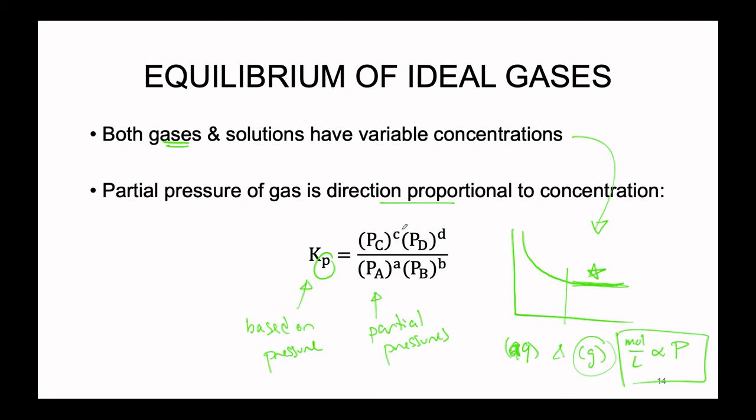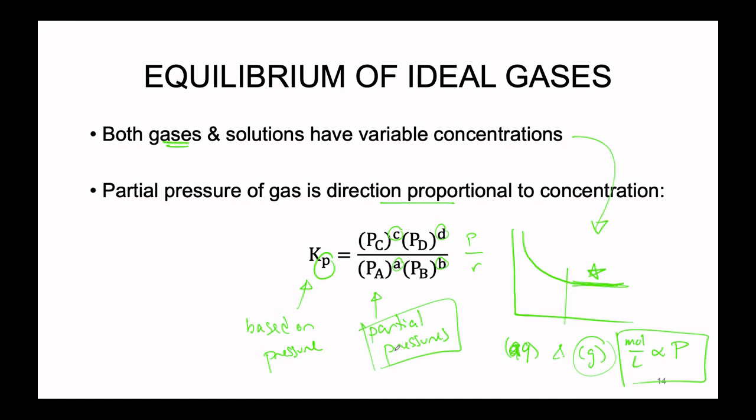The exponents are still those stoichiometric coefficients, but instead of inserting concentrations with bracket notation, we now have partial pressures, a big P with a subscript of your species. So this would be partial pressure of A and partial pressure of B in the denominator, partial pressure of C and partial pressure of D in the numerator. We're still looking at products divided by reactants, it's just now we're working with partial pressures instead of concentrations.